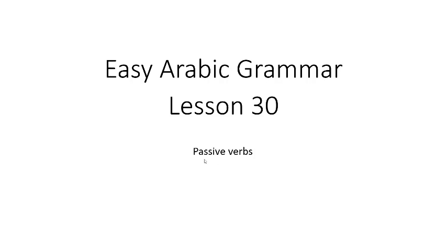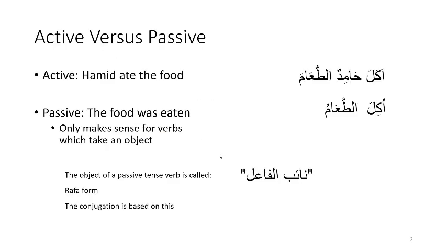In this lesson, we will talk about passive verbs. So, first, let's just recall the distinction between active and passive. Active is a situation where we have the subject. For example, if we say Akala Hamidun at-ta'ama, this means that Hamid ate the food.